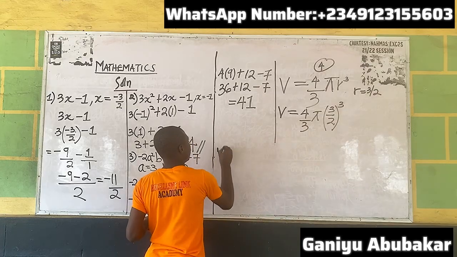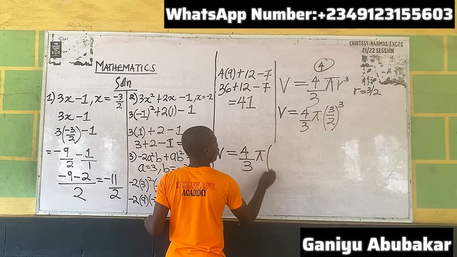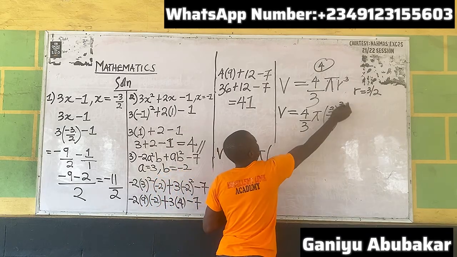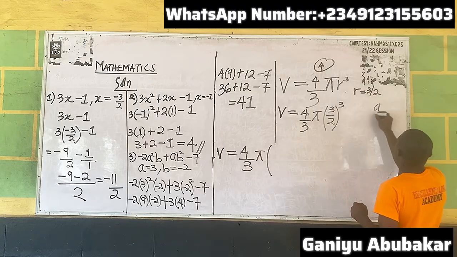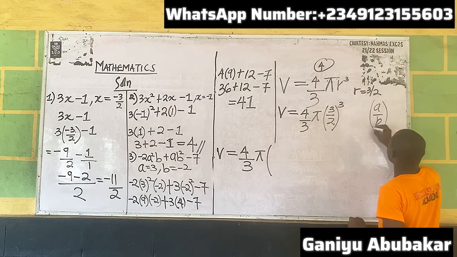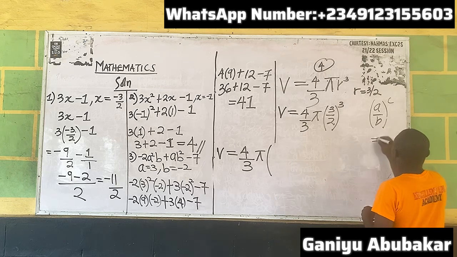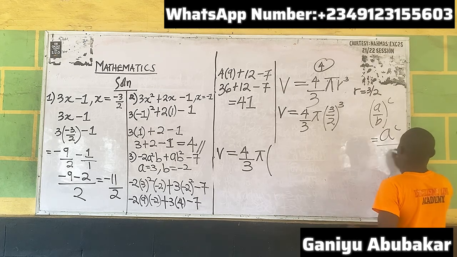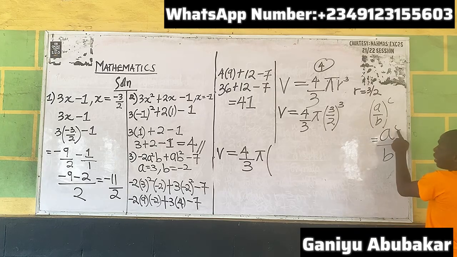That gives you V equals 4 over 3 pi into this one from the indices concept. In indices, if I have A over B all to the power C, this can be expressed as A to the power C over B to the power C. So this A comes here, this C is attached to the power, this B comes down attached to the power.